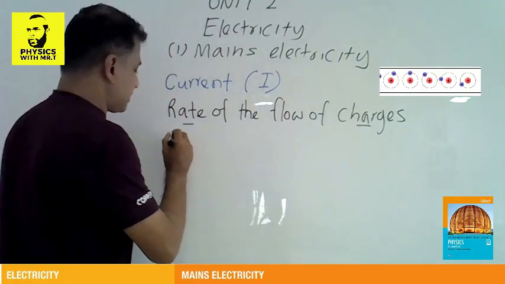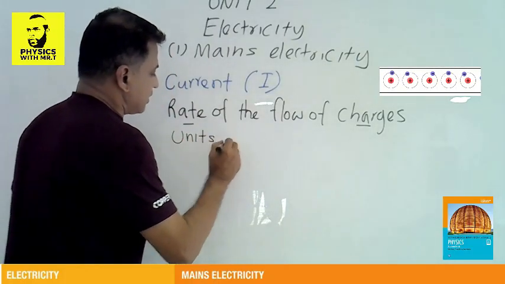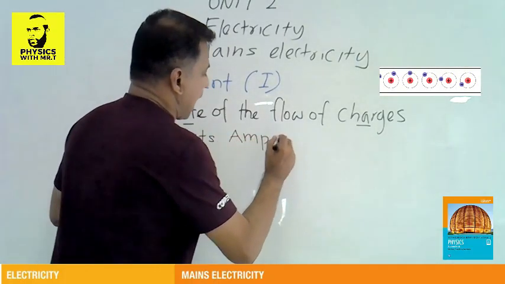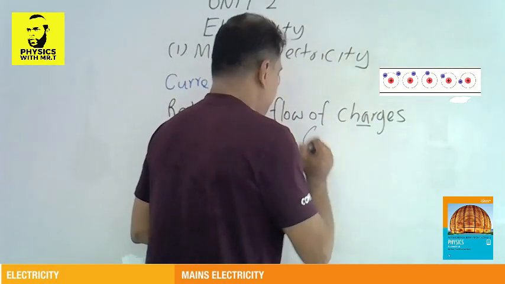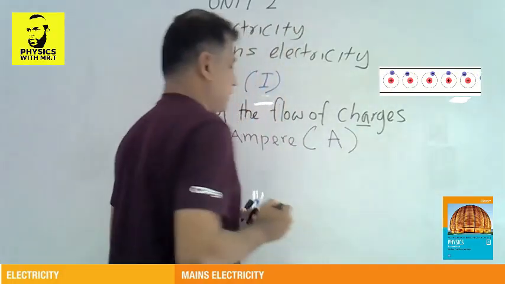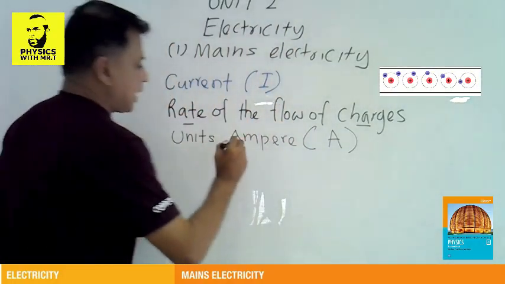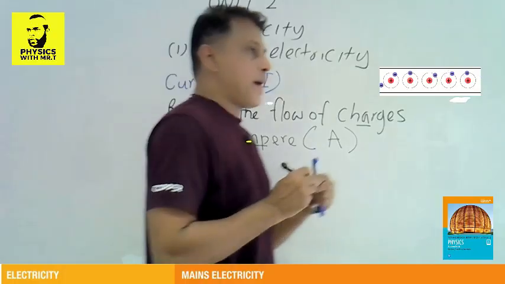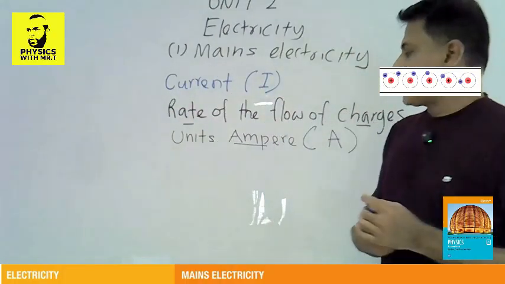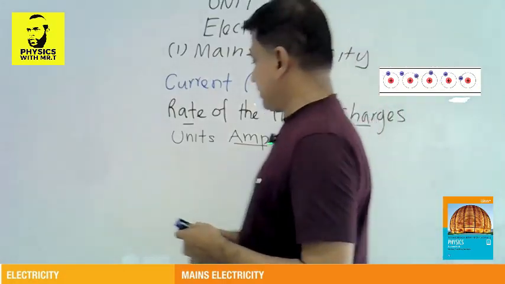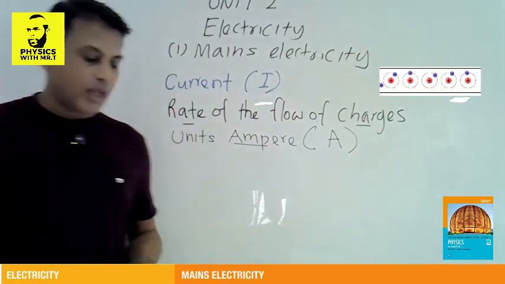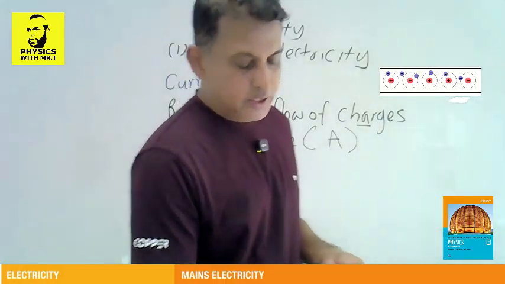And the unit is ampere, and the abbreviation is capital A. Sometimes ampere is also abbreviated as amp, and the current symbol we write is capital I. So that's the first thing we should learn.